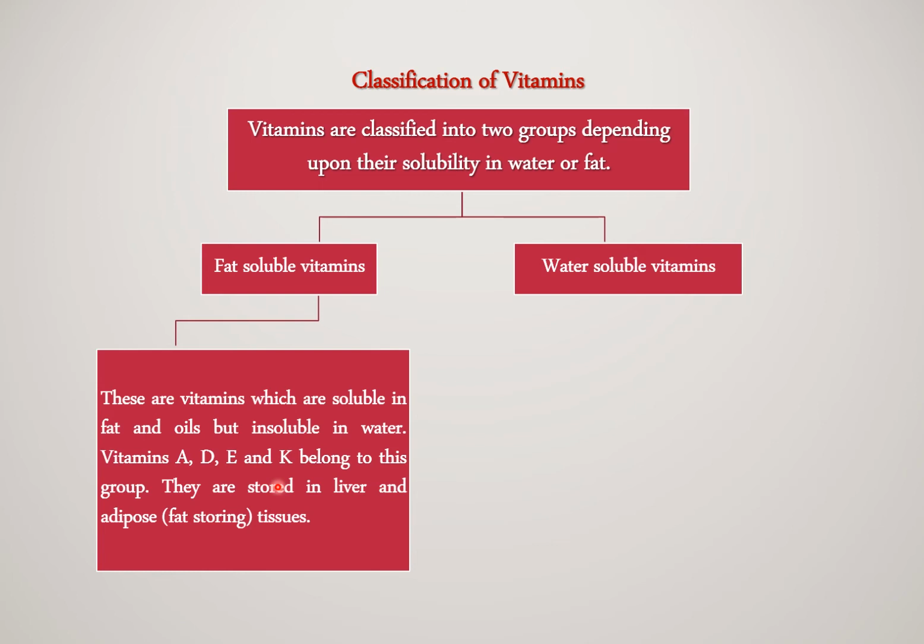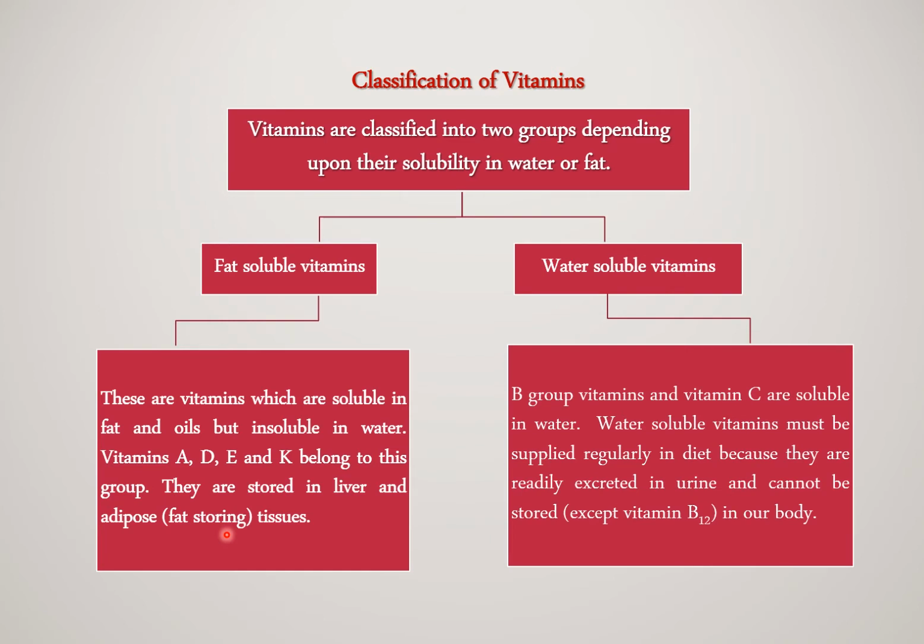Whenever we are discussing the fat soluble vitamins, these vitamins are soluble in fat and oil, therefore they are insoluble in water. Which are they? They are vitamins A, D, E and K. They all are fat soluble. There is a very popular question asked in board exams as well: give examples of fat soluble vitamins. Where are they stored? They are all stored in the liver and in the adipose tissue, because adipose tissue is the fat storing tissue in our body.